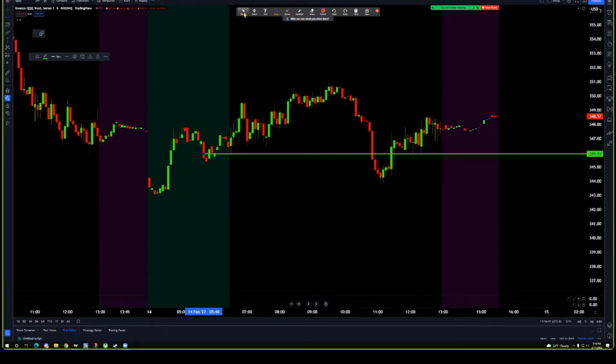And that's exactly what the market maker wants. He wants all of these options that somebody bought for the 346 strike to expire worthless so he doesn't have to pay them out.